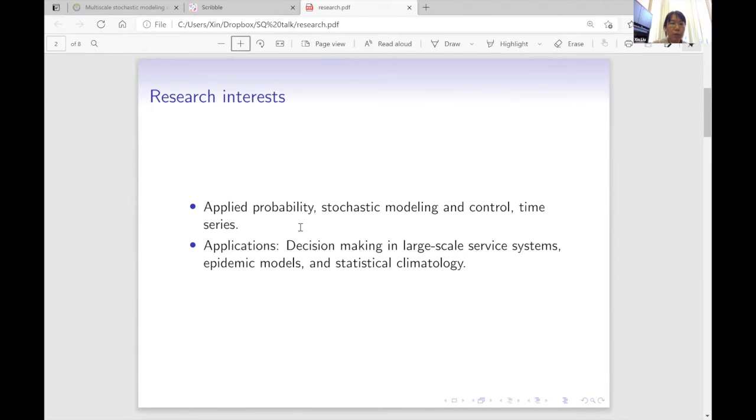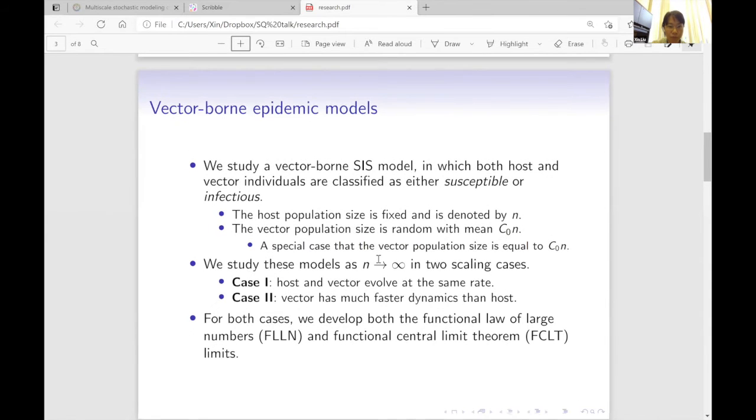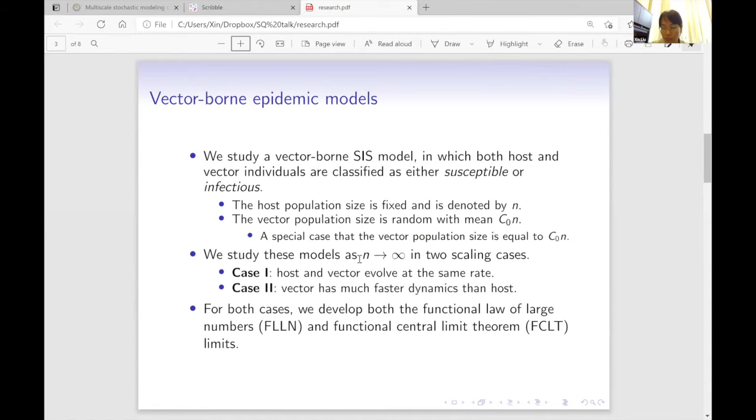I just want to mention I'm also working on queuing theory. I'm interested in decision making in large scale service systems, and also in scaling limit theorems for epidemic models. I also do some time series analysis. So this is the work Anuj mentioned.